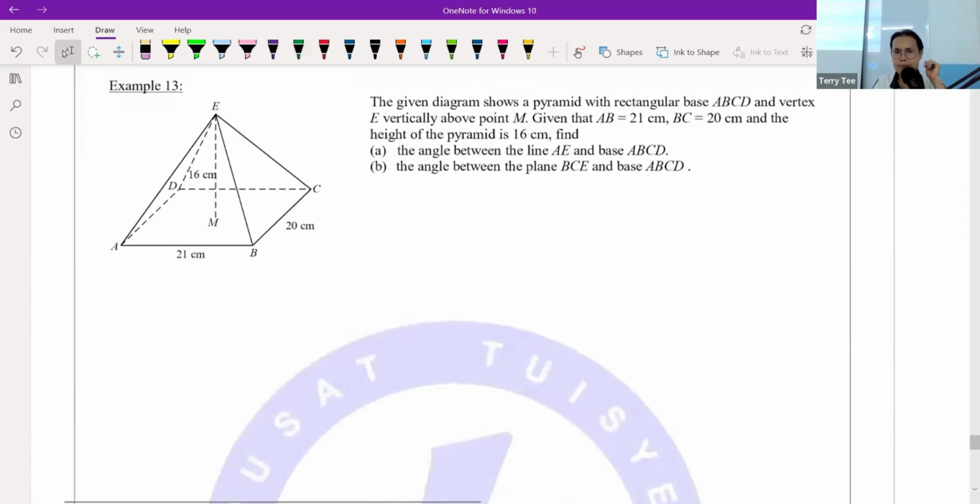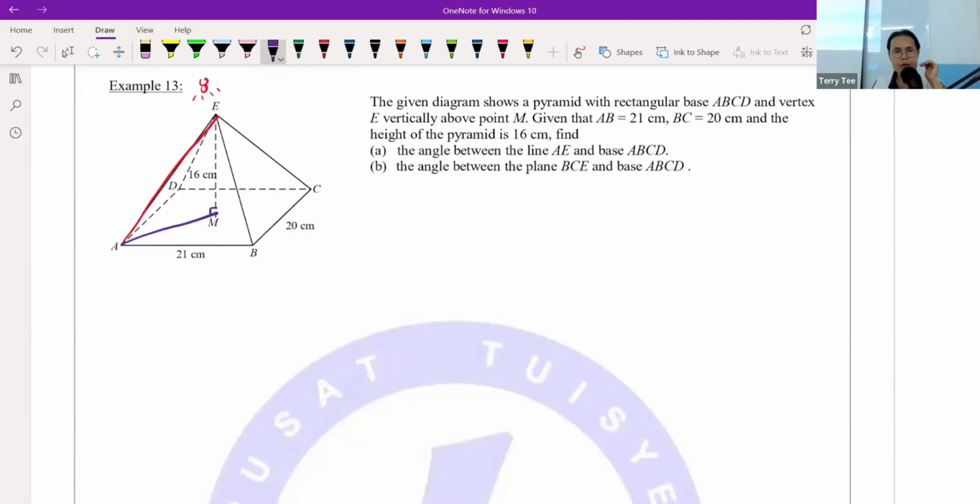Okay, so we're going to do one example, very simple. You have a pyramid here, and the rectangular base ABCD, vertex E is vertically above M. So AB has a length of 21, BC is 20, the height of the pyramid is 16. Find the angle between AE and the base ABCD. So AE is this, right? A is this. The base ABCD. So picture this, there's a light bulb shining from the top. Where's the shadow? The shadow will fall onto AM.